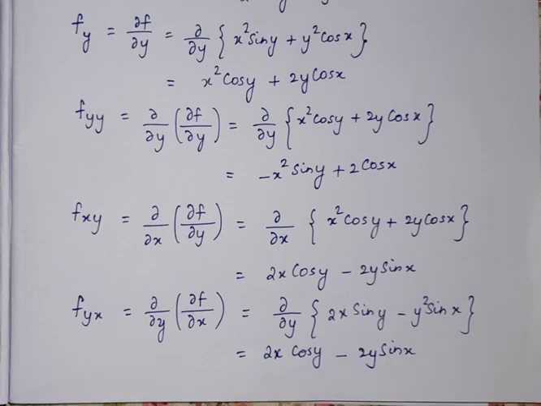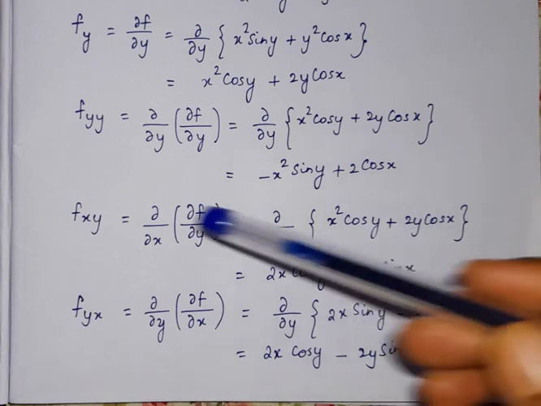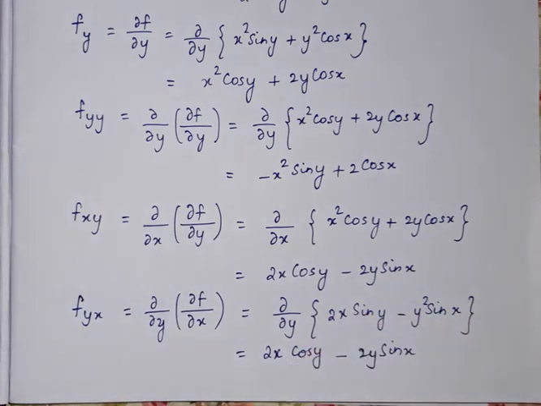So you can see fxy and fyx will be the same. You'll be getting the same values for both. So fxy is equal to fyx always.